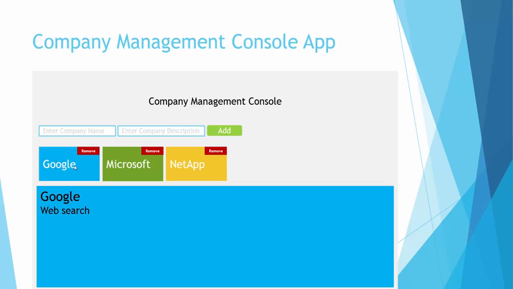User also has the option to click on these companies, and when they click on the companies, respective details would be displayed here. User also has the option to remove the company from this list. Alright.